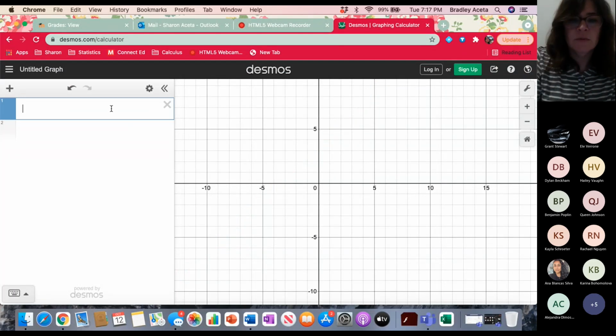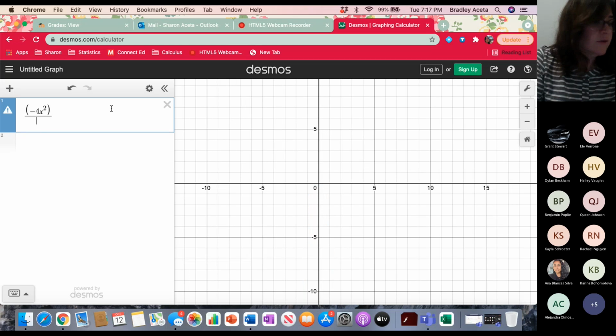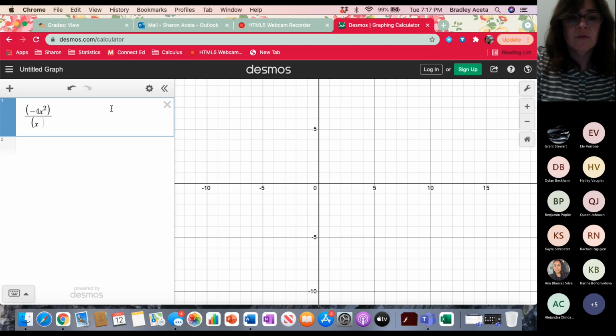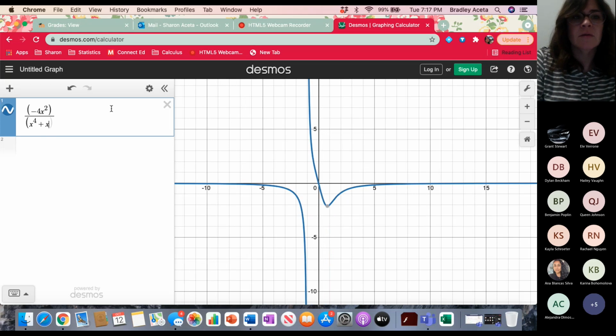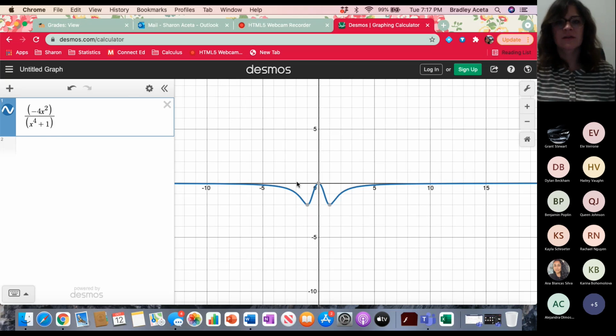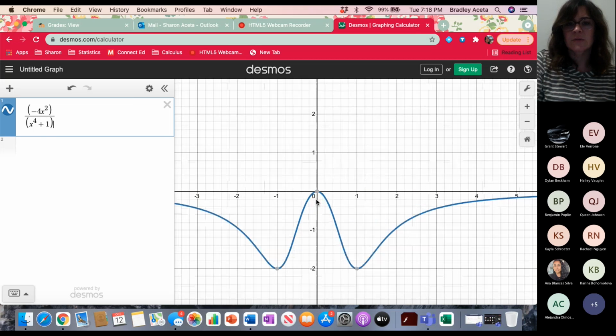So let's type negative 4x squared. So I know it's going to flip over the x-axis, divided by x to the 4th plus 1. Oh. Ooh, look at this graph. This is kind of neat, this weird W shape. Okay, look at that. You have that horizontal asymptote at 0. That's happening. Please zoom in.